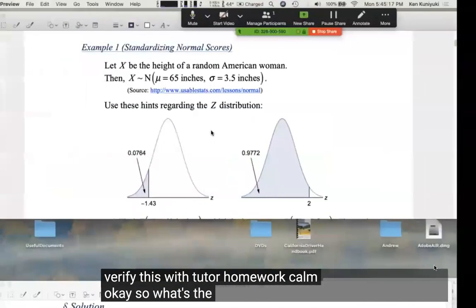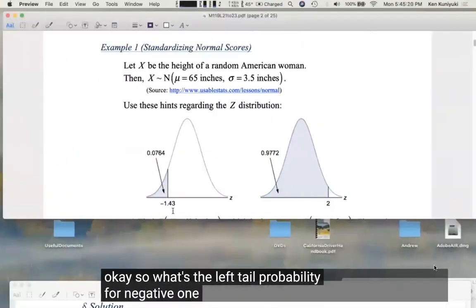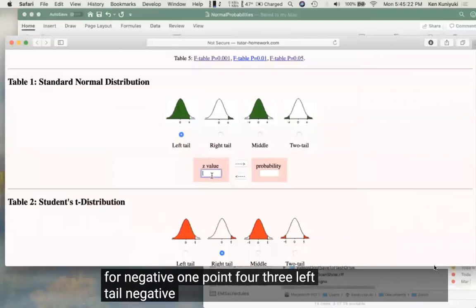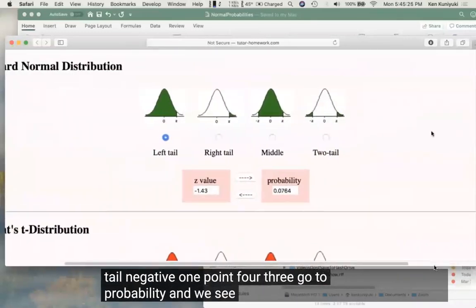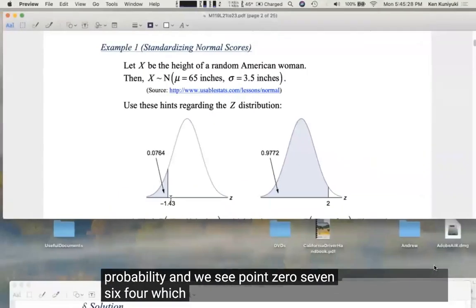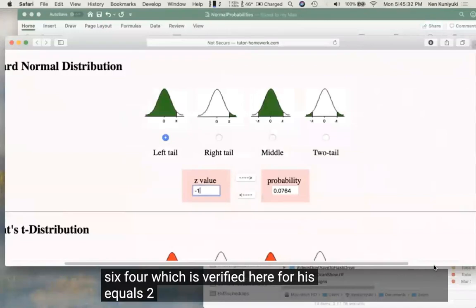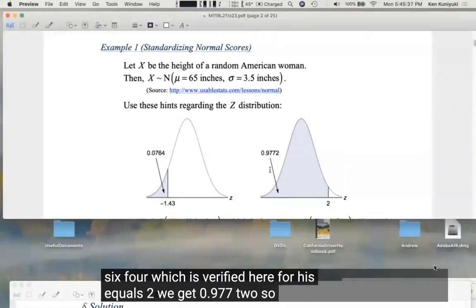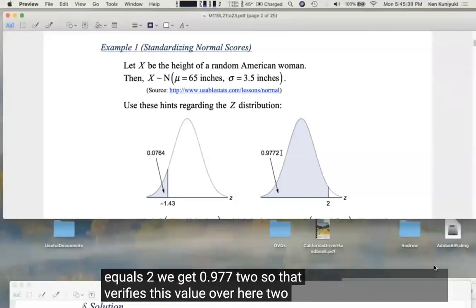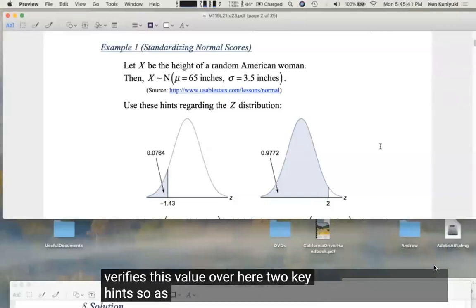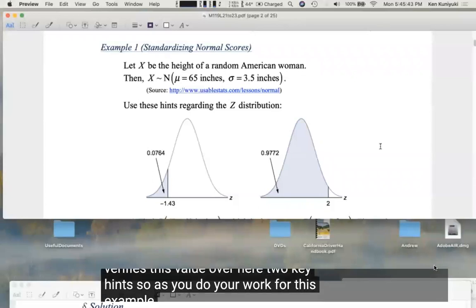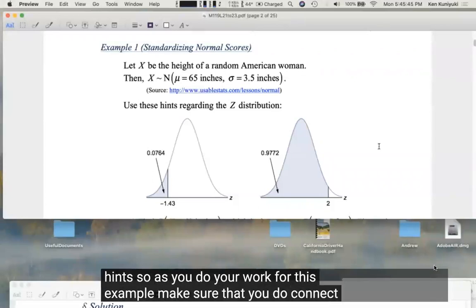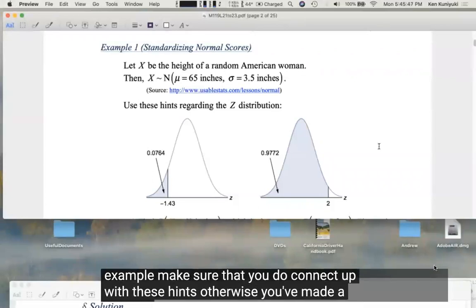Okay, so what's the left tail probability for negative 1.43? Left tail, negative 1.43, go to probability, and we see 0.0764, which is verified here. For z equals 2, we get 0.9772. So that verifies this value over here. As you do your work for this example, make sure that you connect up with these hints. Otherwise, you've made a mistake.